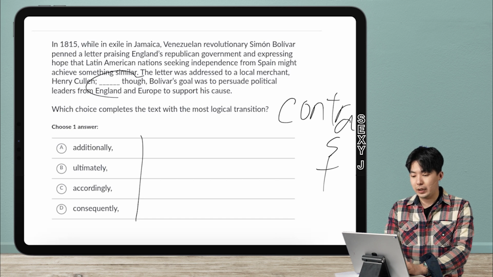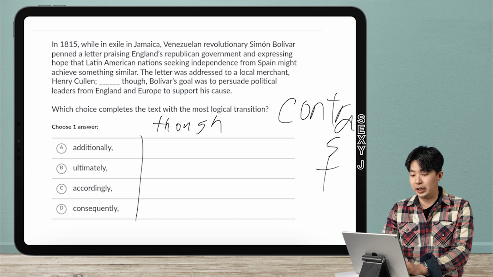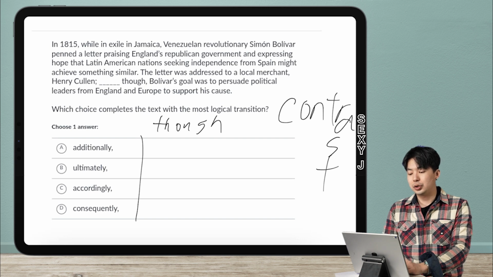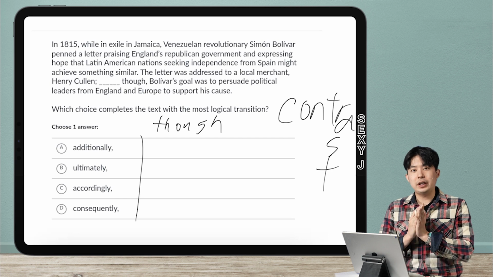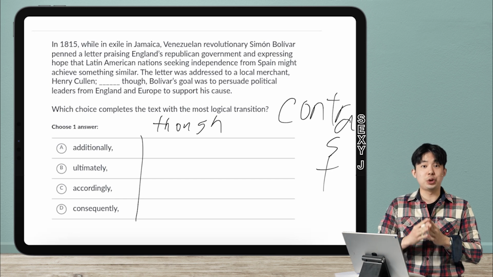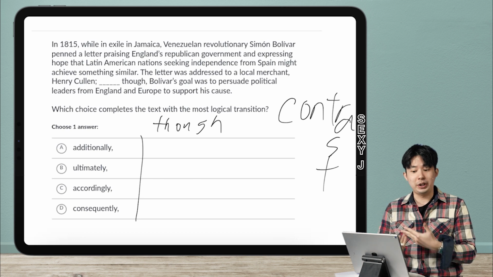Look here. Though. The word though is a contrast, right? They did not provide it in the answer choice, but it is a given. So really what I'm looking for is what word here goes with though. And that makes it a contrast question. So then, if it is though, that's a contrast, right? Then I can get rid of the ones that for sure cannot be a contrast. And this is very much a means of elimination.